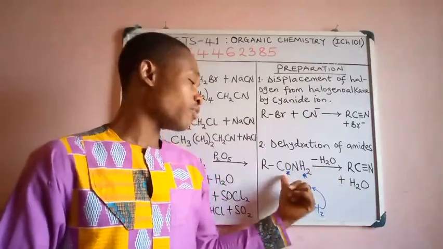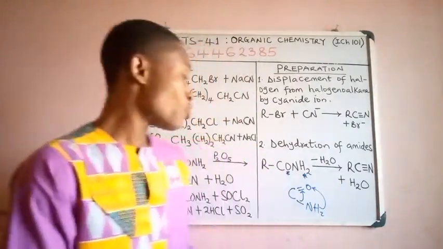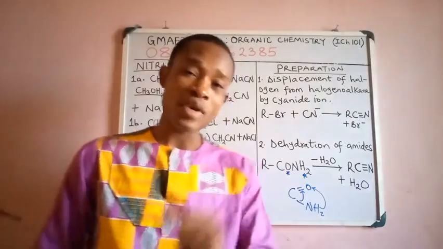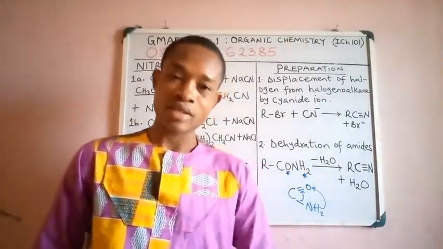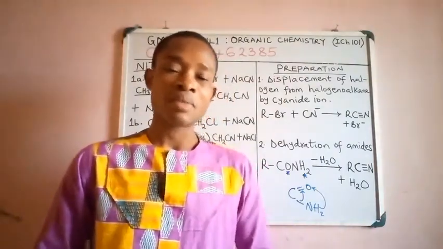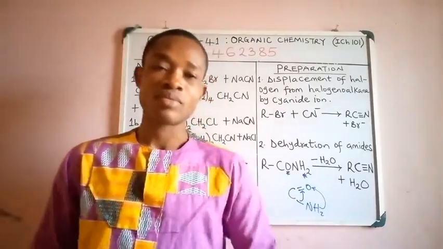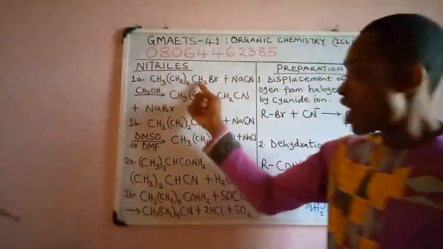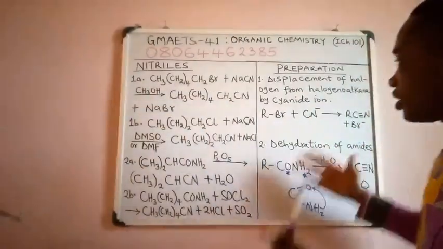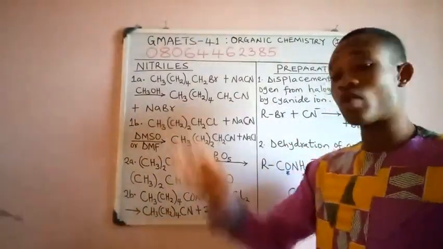When eliminating water from the acid amide, we can use phosphorus 5 oxide as the solvent. We can also choose to react the acid amide directly with thionyl chloride. Thionyl chloride is SOCl2. That's thionyl chloride. Now we are going to look at reactions that would explain the scheme that have been mentioned here. That's the next thing we're going to talk about.